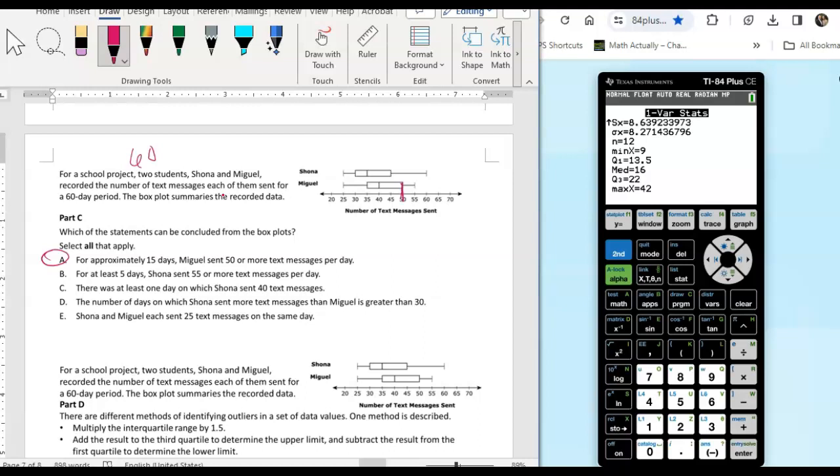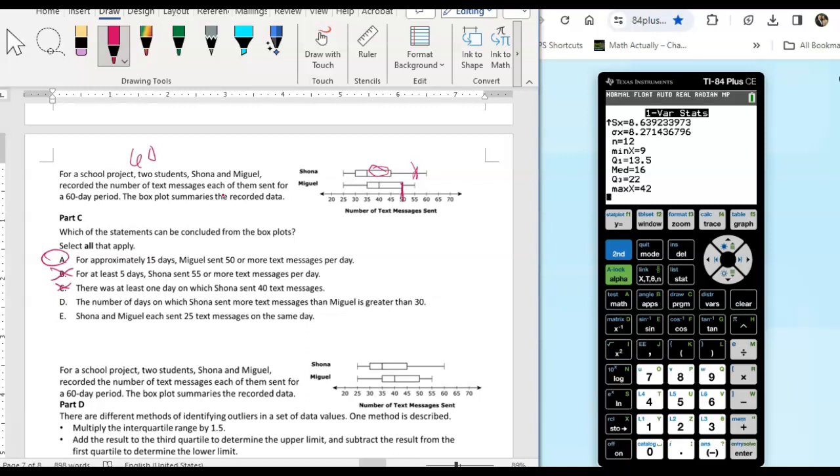So Shona, we can't actually tell, right? We see this little part here, but that data could be spread along this line anywhere. So we don't necessarily know that that's true. It could be, but we don't know for sure. There was at least one day on which Shona sent 40 text messages. So again, we don't know because she has data between 35 and 45, but that might mean that she has 41 and 39, right? We can't tell specific data points on a box plot.